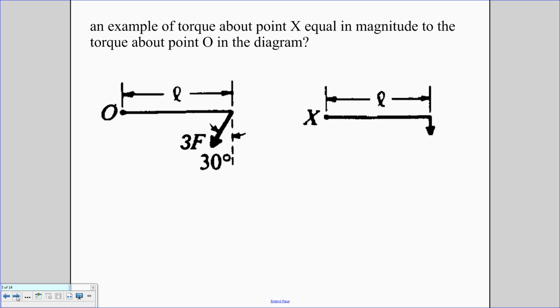All right, here I have an example of torque about point O, and we want to make one that's equal around point X. Usually with this kind of problem it would be multiple choice, with options that you could choose from. But I took the multiple choice out, and I'm just going to work my way through it.